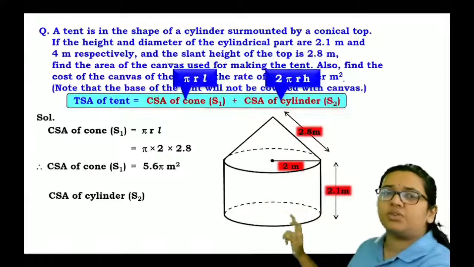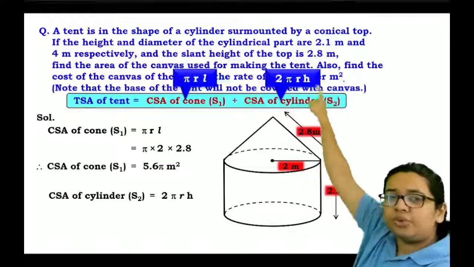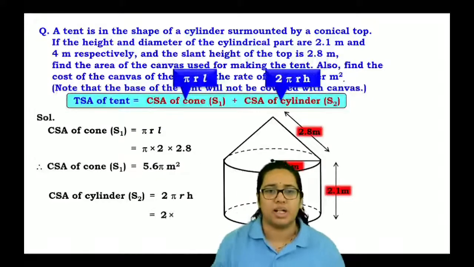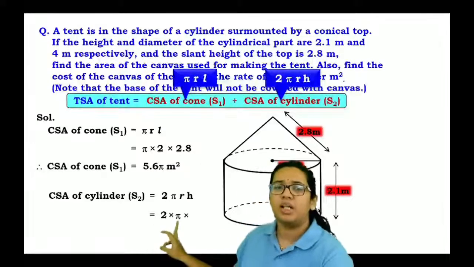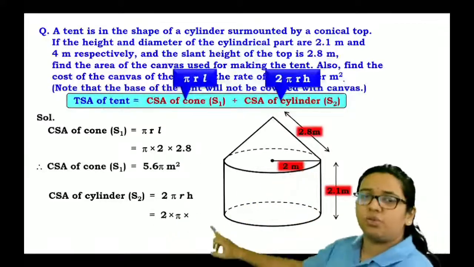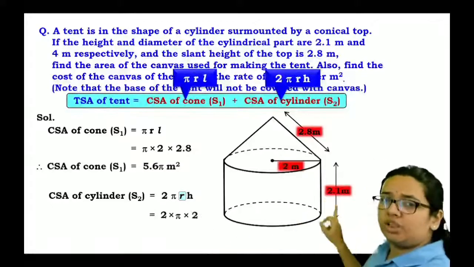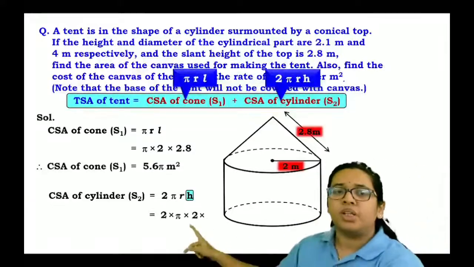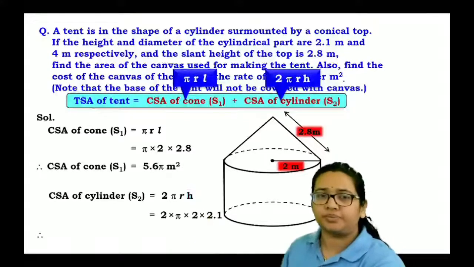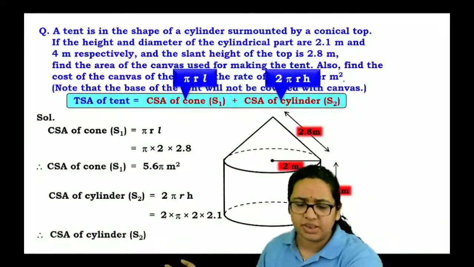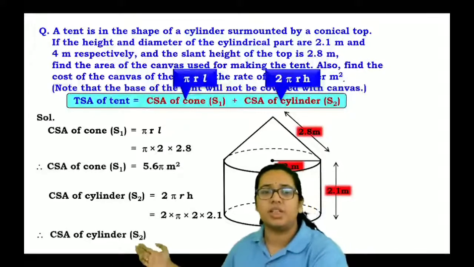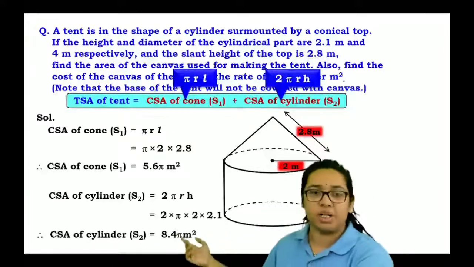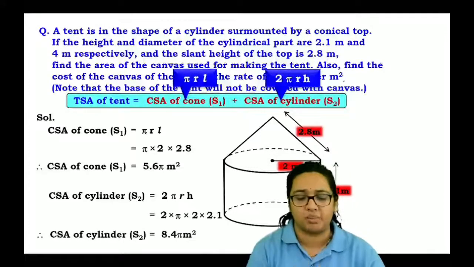As well as the curved surface area for the cylinder. Its formula will be 2 times pi r h. So 2 pi r h will be 2 into pi into r, which is 2 meters again, and h will be the height of the cylinder part, which is 2.1. After simplifying this, you will get the curved surface area of the cylinder, which is 8.45 meters square.